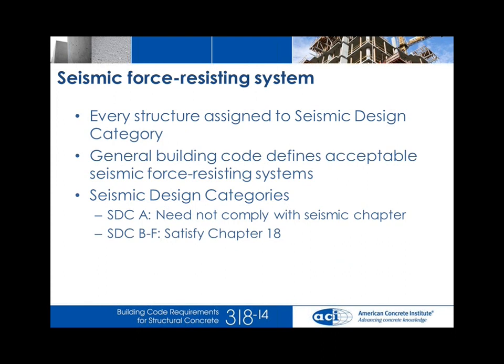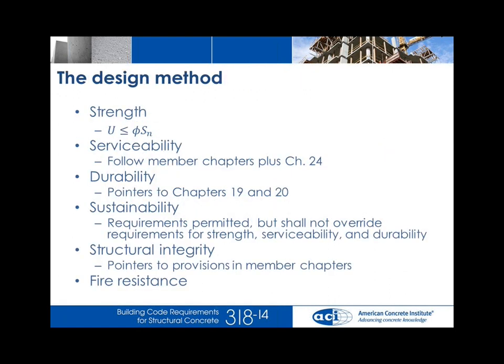If your building is assigned to seismic design category B through F, you have to satisfy certain provisions in chapter 18. So again, it's a pointer to where you have to go with regard to seismic. The design method that's assumed in this code is outlined in the last few sections of this chapter. It's really an LRFD design basis, so there's a strength requirement. The general statement is that the demand has to be less than the reliable strength, or a phi times a nominal strength.